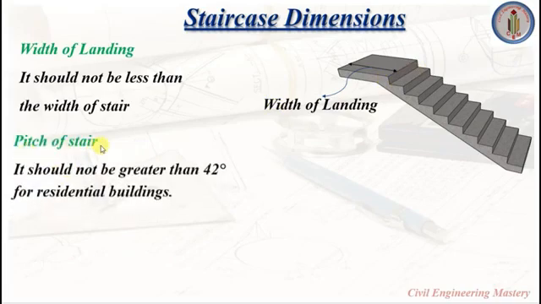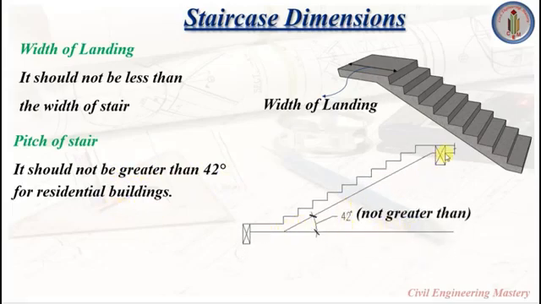Next is pitch of stair. It should not be greater than 42 degrees for residential buildings. So what is pitch of stair? If you take the staircase section, here is the horizontal level and here is the inclined flight. So the angle between these two should not be greater than 42 degrees for residential buildings. So we should provide below 42 degree pitch for residential buildings.